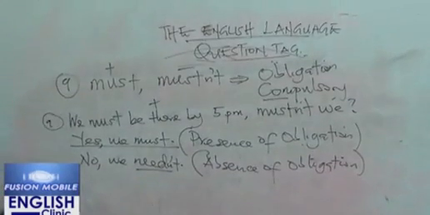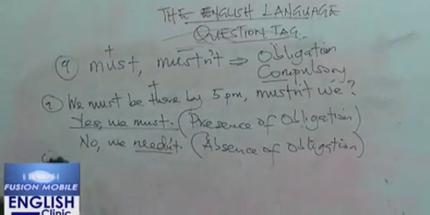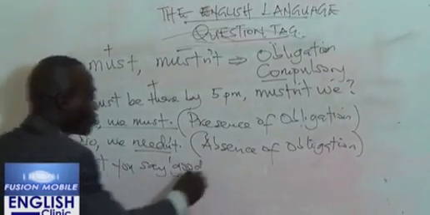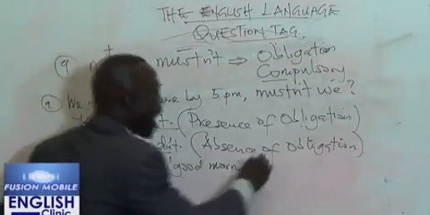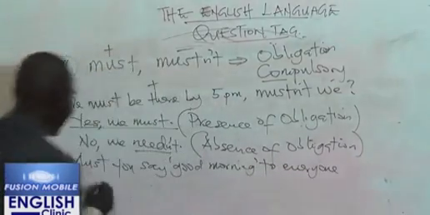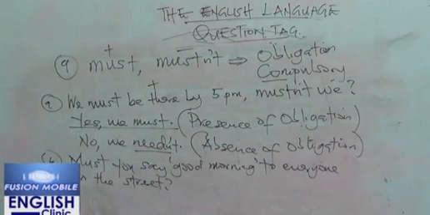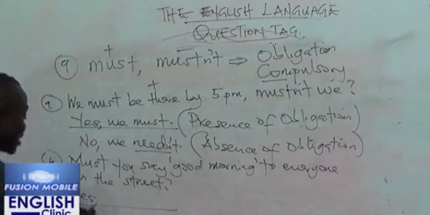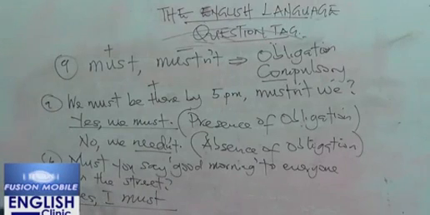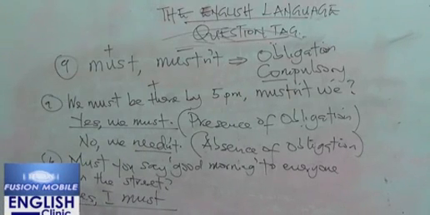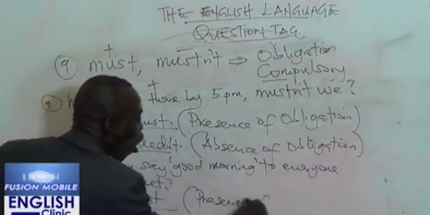Now let's consider another example taken from JAMB. Must you say good morning to everyone in the streets? Now, if the person here is under obligation to say good morning to everyone he or she meets in the streets, the response will be what? Yes, I must. So he will say, yes, I must. So this means that there is a presence of obligation here.